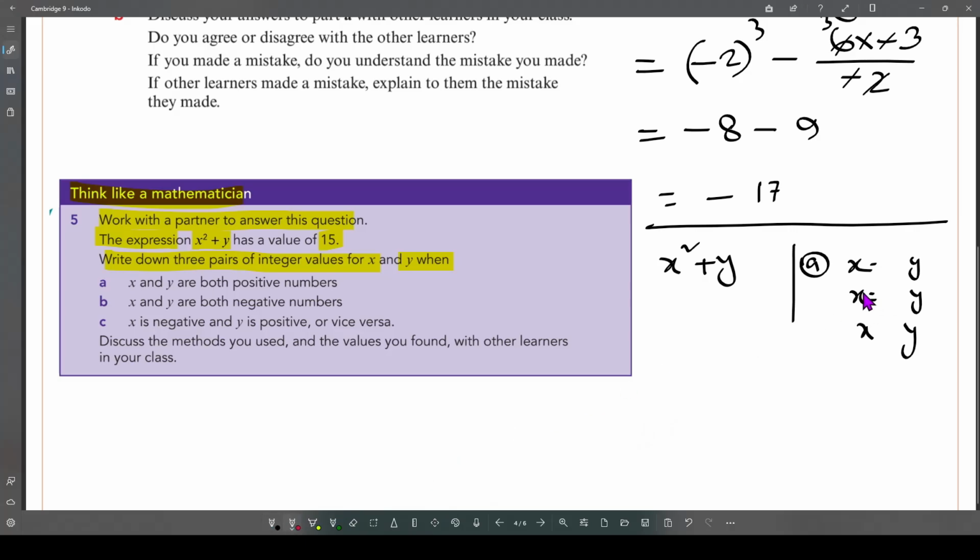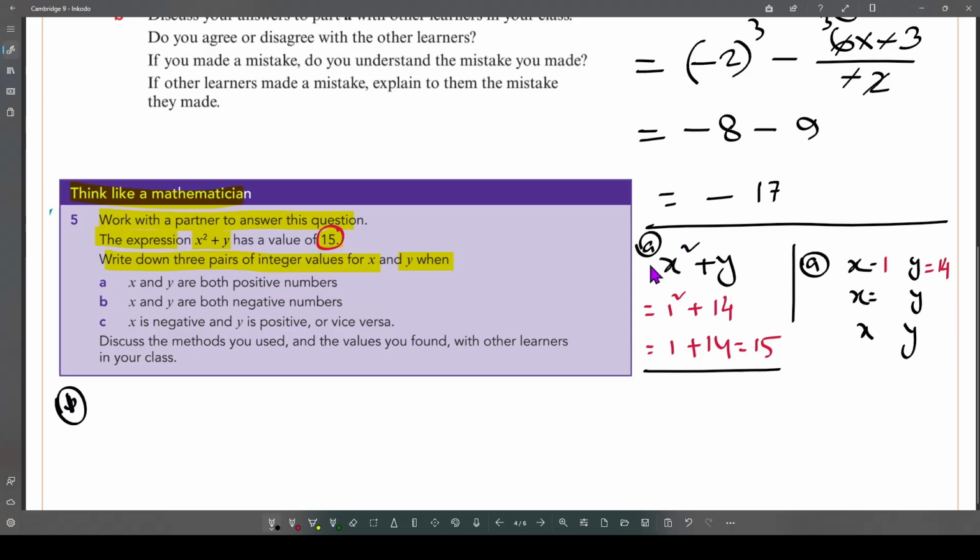Suppose we think x equals 1, so it means 1 square. Here we have x square plus y, and we should find the value such that this is 15. So here we need 14, right? So 1 square is 1 plus 14 equals 15. So if x is 1, then y equals 14. This is A. How about the next one?